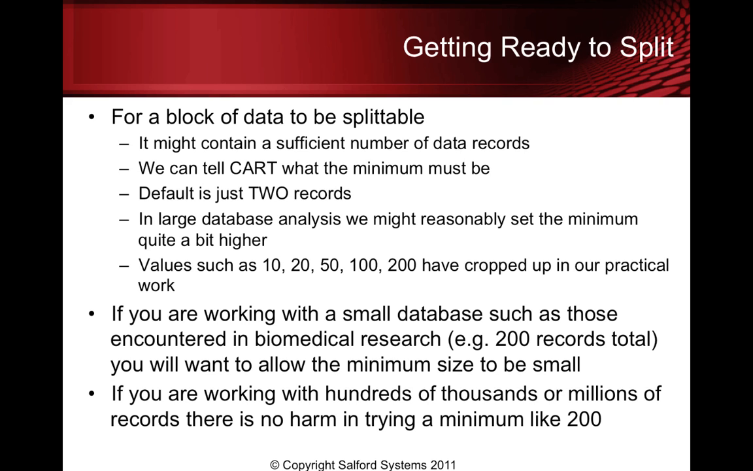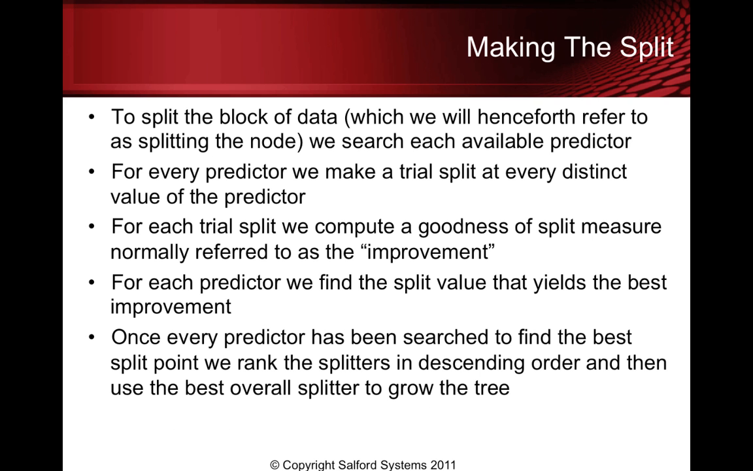But if you're working with a small database, such as those encountered in biomedical research, say containing 200 records, sometimes even less, you will want to allow the minimum size to be small. If you set the minimum large, then you're just going to stop the tree growing process before it barely gets started. If you're working with hundreds or thousands or millions of records, there's no harm in trying a larger minimum. Okay, we're finally getting to the point that we'll be able to describe what a competitor is. So here we're talking about making the split.